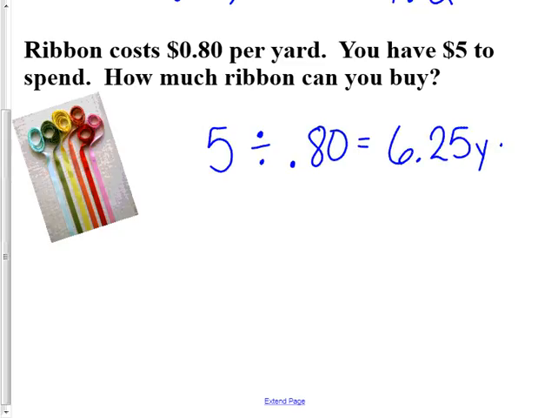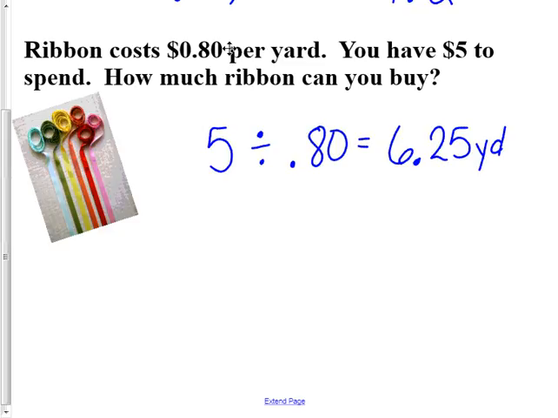Now, is it possible that I can buy 6 and 25 hundredths of a yard of ribbon? Well, yes, I can buy part of a yard of ribbon. So that's okay to put. Now, let's say it had been something like I was buying dogs. Can I buy part of a dog? No, in that case I would have had to round to a whole number. But I don't have to do that for this because it is okay to buy part of a yard.